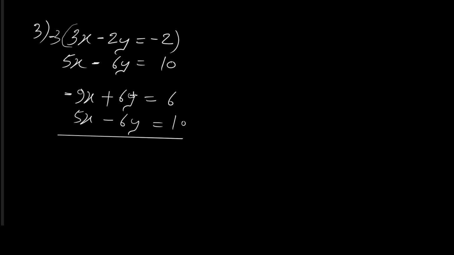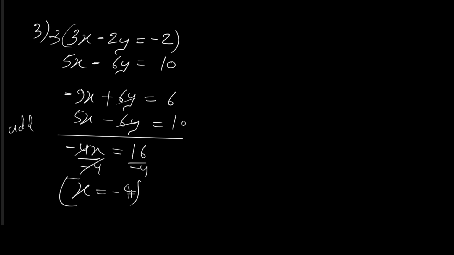Now we have opposite y variables, so let's add these equations. So negative 9x and 5x gives us negative 4x, and this 6y and this 6y will cancel out, equals 6 and 10 will give us 16. So I'm going to divide both sides of the equation by negative 4, so we can undo this 4. So negative 4 and negative 4 will cancel out. So x equals 16 over negative 4 gives us negative 4. So we have negative 4 here.